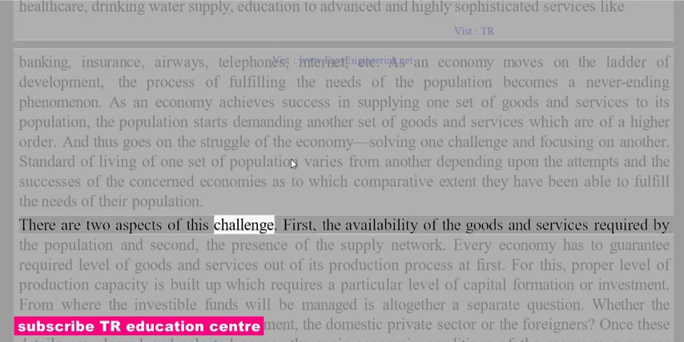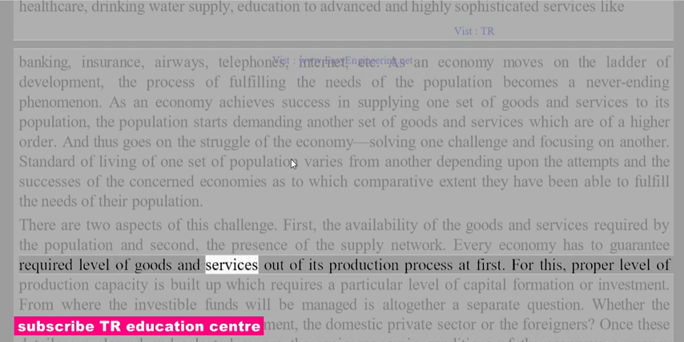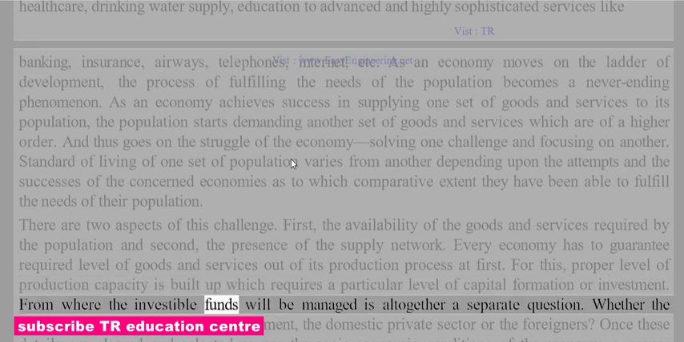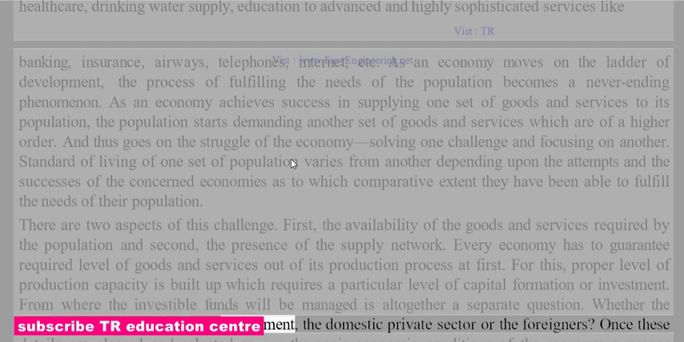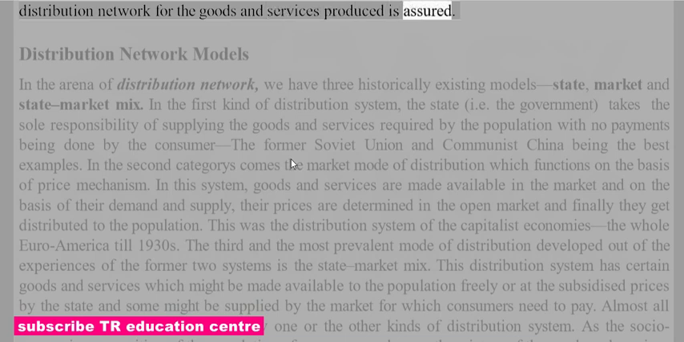There are two aspects of this challenge. First, the availability of the goods and services required by the population, and second, the presence of the supply network. Every economy has to guarantee required level of goods and services out of its production process at first. For this, proper level of production capacity is built up, which requires a particular level of capital formation or investment. From where the investable funds will be managed is altogether a separate question: whether the investment will come from the government, the domestic private sector or the foreigners. Once these details are cleared and selected as per the socio-economic conditions of the economy, a proper distribution network for the goods and services produced is assured.